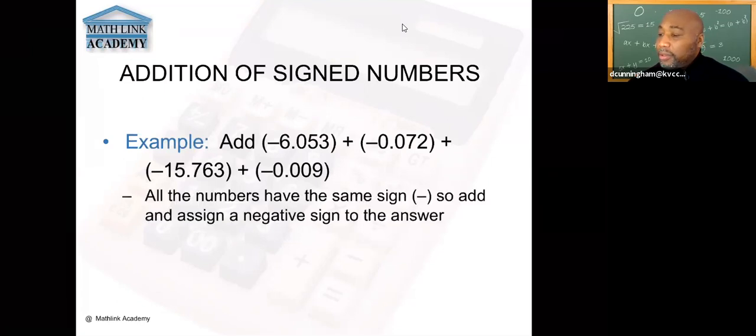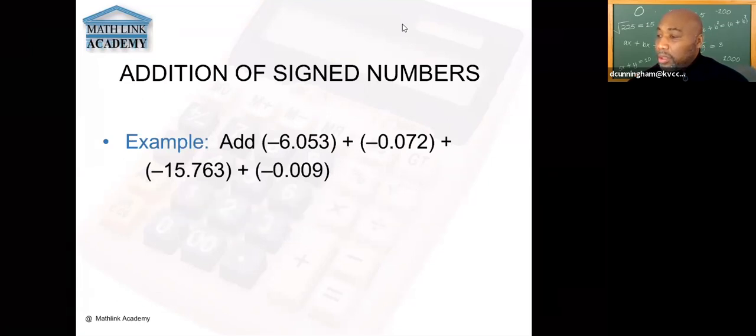Now let's look at this here. Now we want to add a negative number, another negative number, a negative number, and another negative. Since all the signs are the same, we're going to add them. We're not going to subtract. We're going to add them and then put the negative sign in front. So what does that mean? That means we're going to do this.